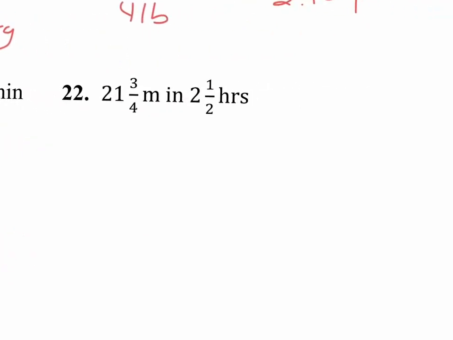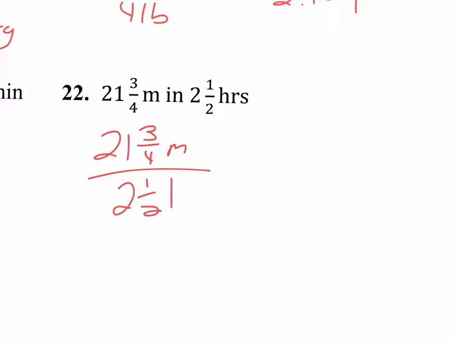Okay. So now this is a fraction, so technically we're doing the same thing. 21 3/4 meters per 2.5 hours. So you can either go ahead and write it out, 21 3/4 divided by 2.5, and then do the skip, flip, multiply, or you can type it in your calculator and you get 8.7 meters per 1 hour.